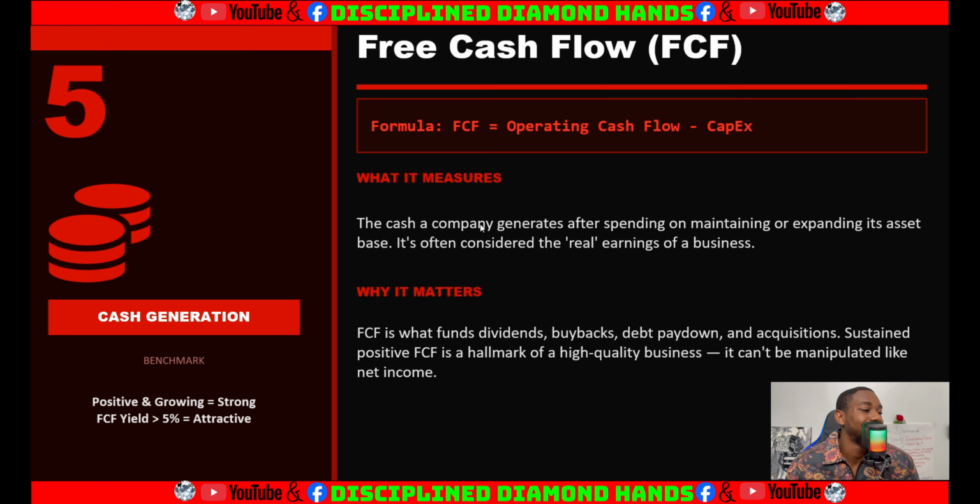Free cash flow, the cash a company generates after spending on maintaining or expanding its asset base. It's often considered the real earnings of a business. Why does it matter? Free cash flow is what funds dividends, buybacks, debt paydown, and acquisitions. Sustained positive free cash flow is a hallmark of a high-quality business. It can't be manipulated like net income. Positive and growing is strong. Free cash flow yield over 5% is attractive.